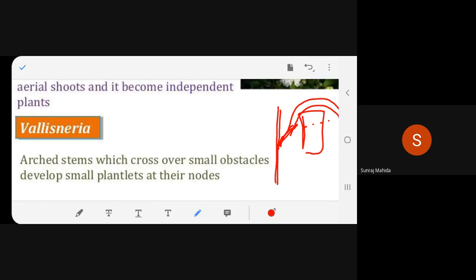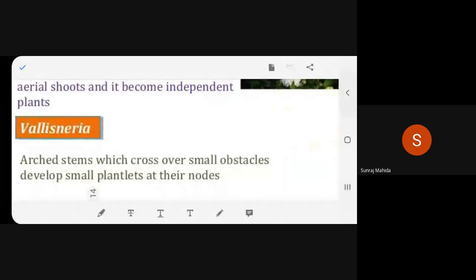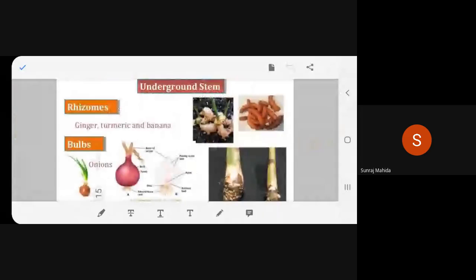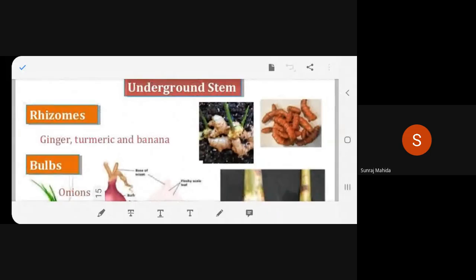It will go from the top like this, right? So it has become an arched stem. If there are nodes over here, then they will produce small plantlets, and these plantlets later will give rise to a new plant. That happens in Vallisneria, an aquatic plant. Now we see underground stems. Okay, we finished the runners.